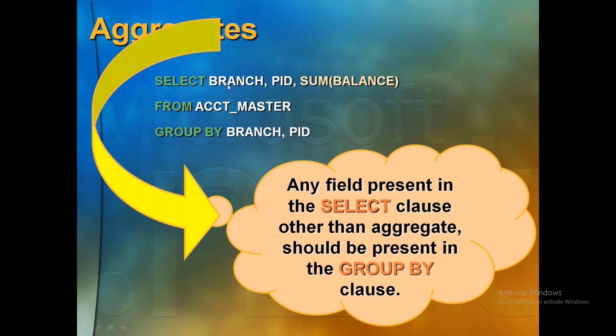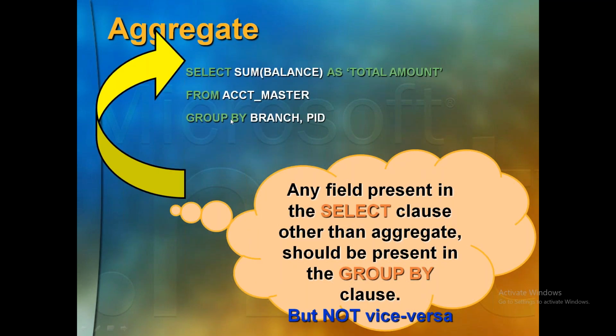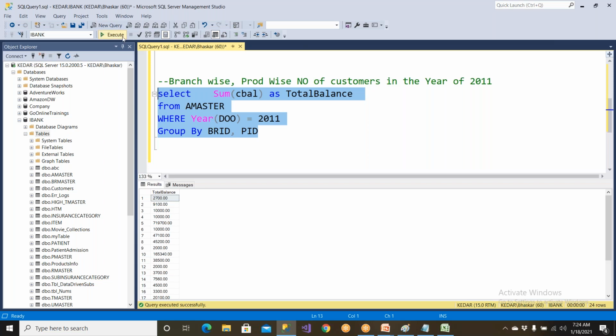Compulsory. If you have select P comma Q comma R, if you have three fields there, those three have to be here. Clear? Otherwise it's not going to work. But not vice versa. I have two columns here, these columns need not be there, it is going to work, right? But this query is not meaningful because I am not going to display any branch, any product ID, even though syntactically this query is perfectly fine. So this is the query. Even though I remove something, it is going to work.